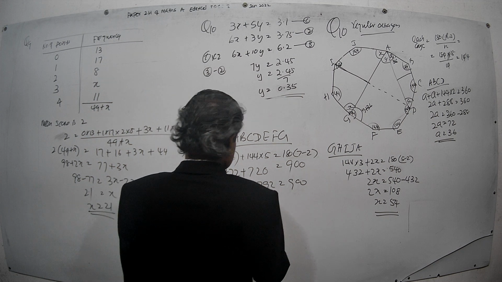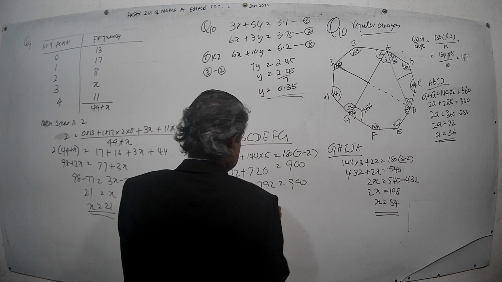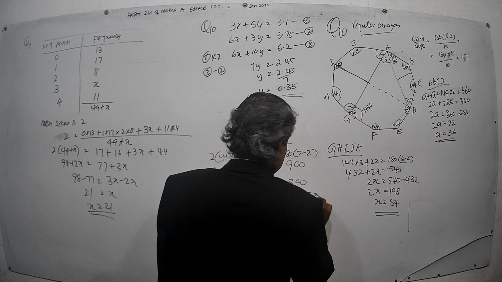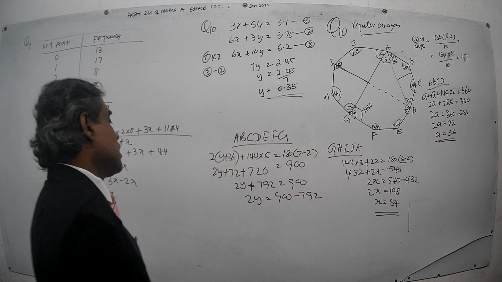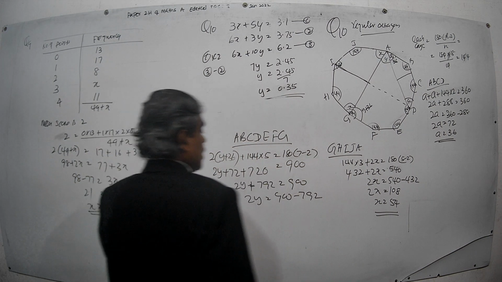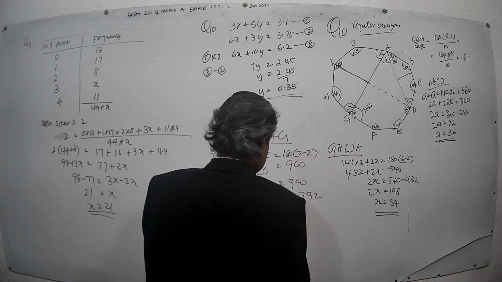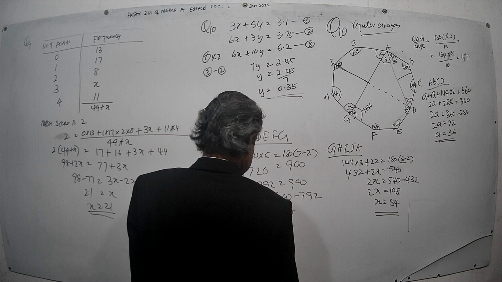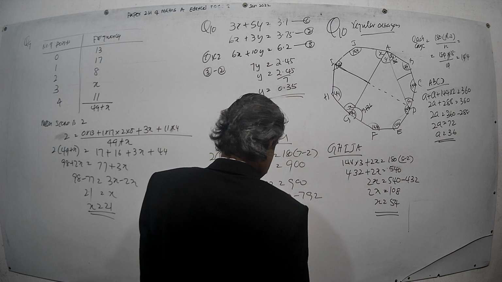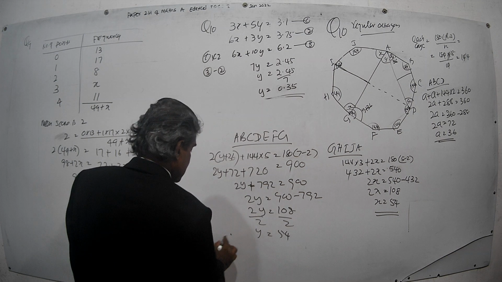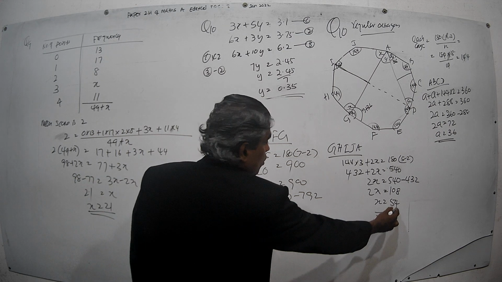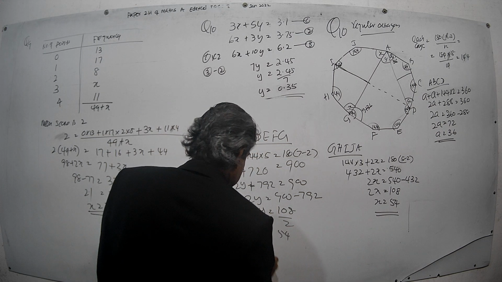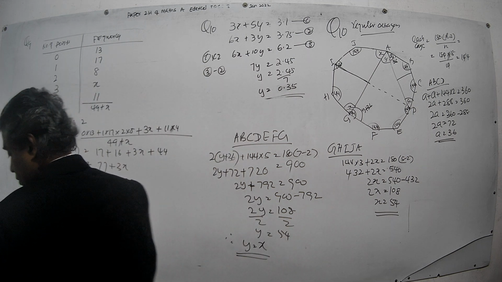Then 2y equals, take the 792 to that side, then 900 minus 792. Okay. Then 108 there. Divide by 2. y equals how much? 54. Therefore, you can write x is also 54. That is the answer.